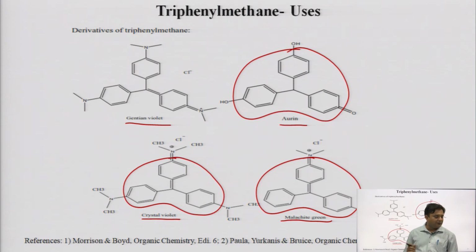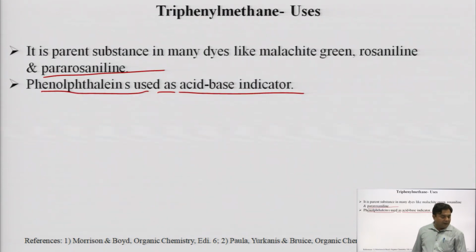These are examples of different types of dyes which have a triphenyl methane moiety in the structure, like gentian violet, aurin, crystal violet, and malachite green. Again, it is a parent substance in many dyes like malachite dyes. I have shown the structure. Then rosaniline and pararosaniline dyes are also there, which have a triphenyl methane moiety in their structure. Phenolphthalein is a very popular and well known indicator or dye which we use in analytical labs. It also has a triphenyl methane moiety in the structure.